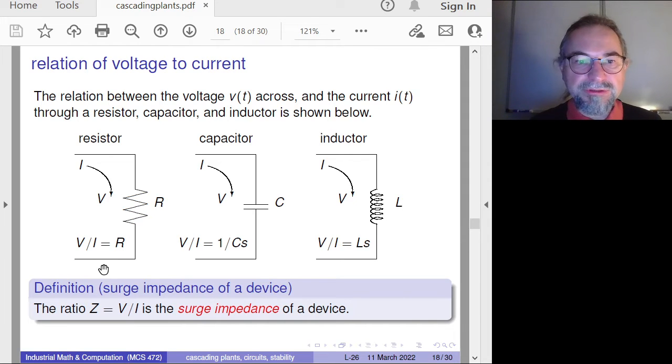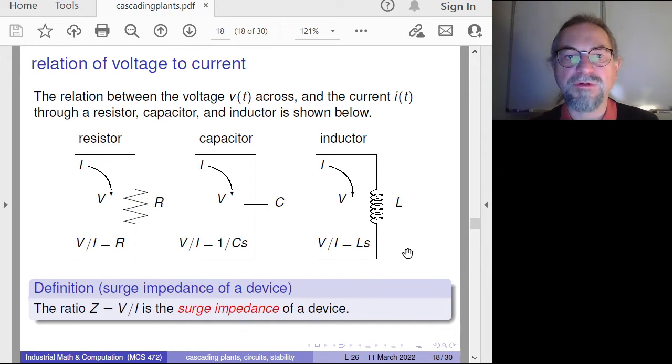What will be important in the realization is the symbols that we will be using. So the V over the I is kind of playing a similar role as what we did with the ratios of the Laplace transforms, so the Laplace transforms of the output over the input. So we have the symbols R, C, and L for the characteristics of the resistor, the capacitor, and the inductor.